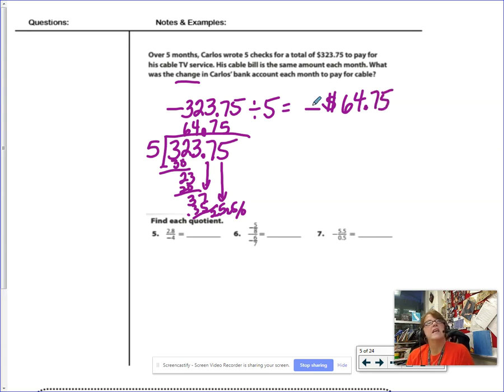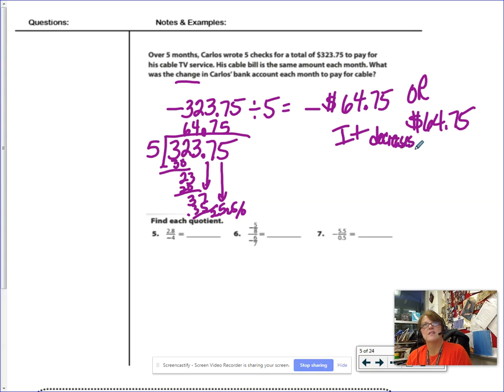It looks like the bill is $64.75 each month. His bank account changes by going down, or by a negative $64.75. If it makes more sense to you to just say $64.75 without a negative sign, then say that his bank account decreases by this amount each month. Okay? Use words or use the sign, just to indicate which way is it going. Is it increasing? Is it decreasing?